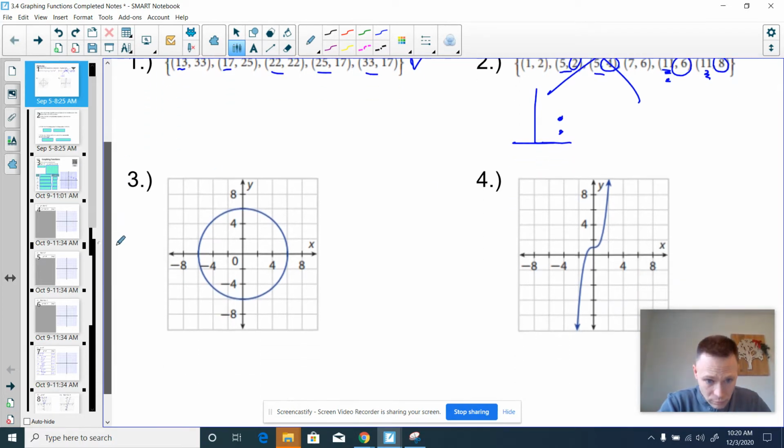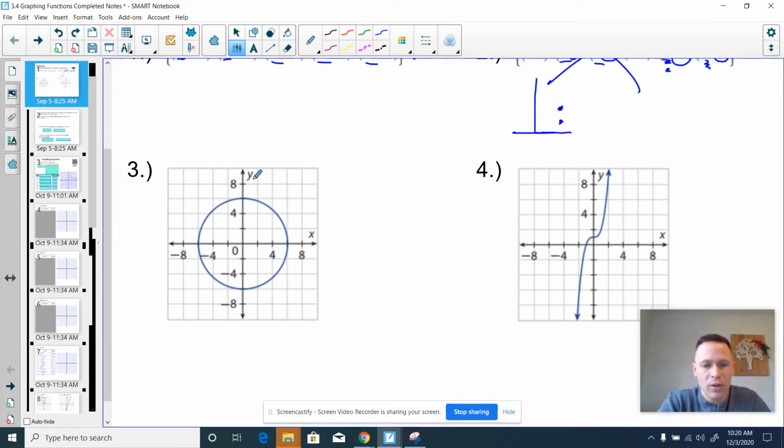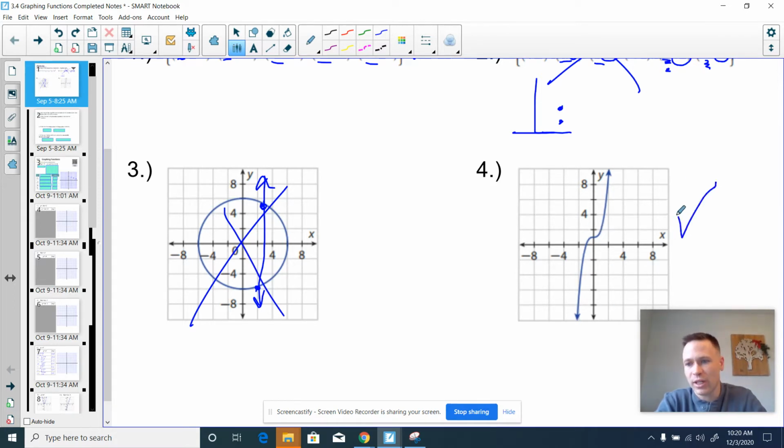Okay. Next one. Vertical line test on this one, I can make it fail. Remember, you try to make it fail. So because this vertical line hits the graph twice, this is not a function, so this would be no. And this one passes the vertical line test, so that means that this is a function. So this one checks out.